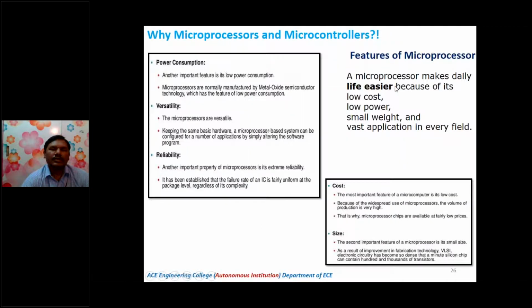So why is it so popular? Because of so many reasons. They are called the features of the microprocessor. And these are the features of the microprocessor: low cost, low power, small weight, more reliable, small in size, and high versatility. These are the different types of microprocessor features.